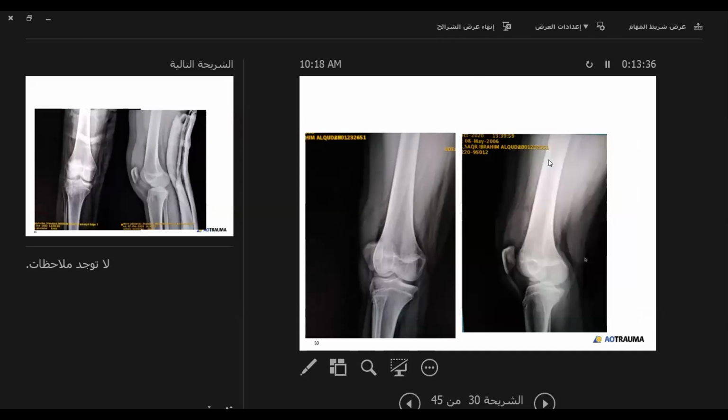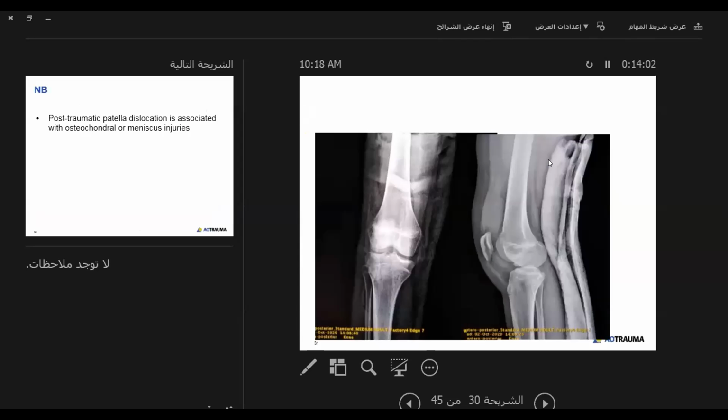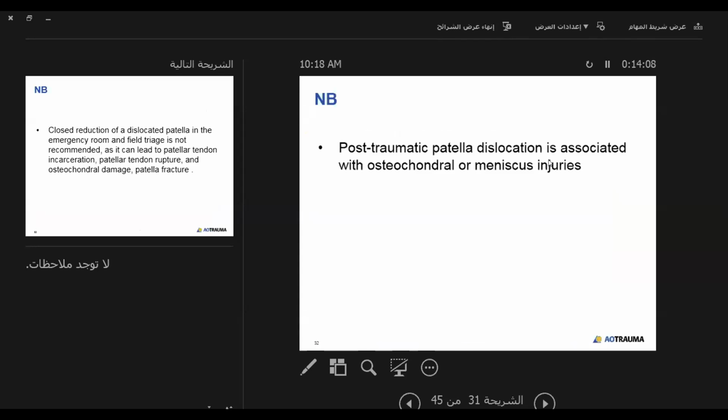And it is common. 50% of Hoffa fractures are associated with traumatic dislocation of the patella. This is after reduction. Still, we see the double shadow of the Hoffa, and on the lateral view, or more or less an oblique view, we also see the displaced fracture of the lateral femoral condyle. And here I want to stress this point about post-traumatic patellar dislocation.